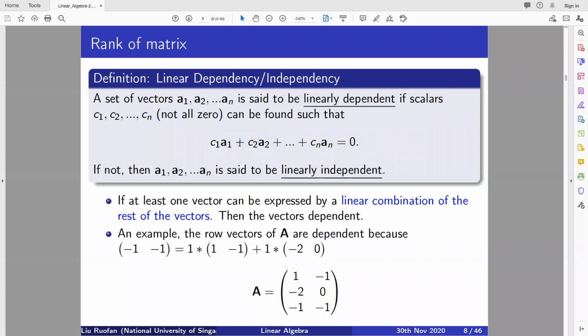This equation means that if at least one vector can be expressed by a linear combination of the rest of the vectors, then the vectors are dependent. For example, if we move c2a2 up to cnan to the right of the equation, then we can express a1 as a linear combination of a2 up to an. Then we know that a1 is somehow redundant and all the vectors are dependent. For example, we look at a simple matrix A and its row vectors are 1, -1, -2, 0, and -1, -1. The row vectors are not independent because the last row is equal to the summation of the first two rows.